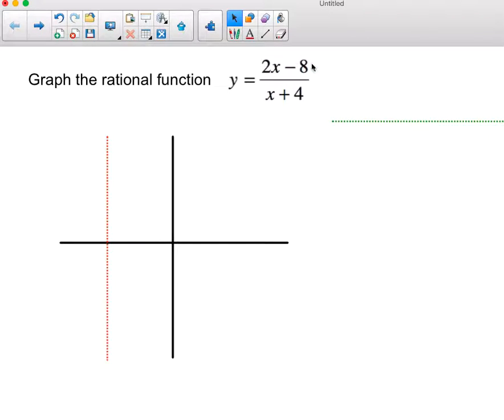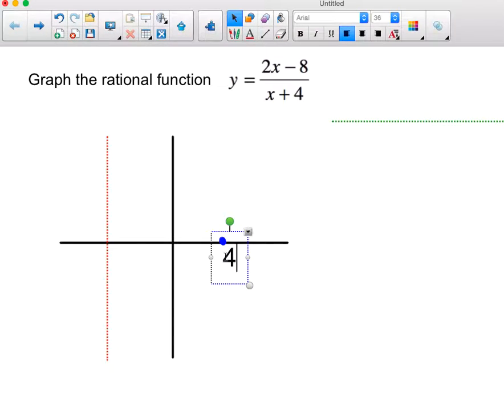In addition, the top portion gives us our x-intercepts. Whatever value makes the top part equal to 0 is the x-intercept. 2 times 4 is 8, take away 8 gives us a value of 0. So we also have an x-intercept at positive 4. And I can put these values in for us. So there's the 4, and we'll also create one for the vertical asymptote at minus 4.